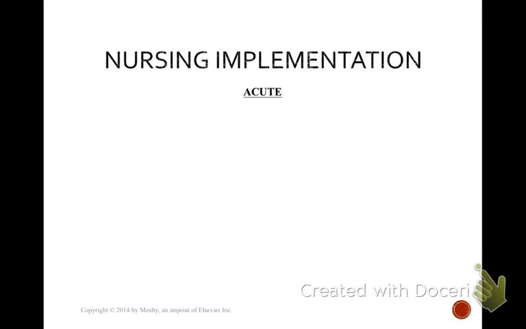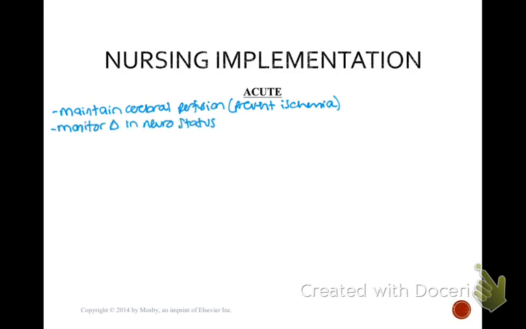All right. So in the acute stages, again, all the things that we've talked about, this should all be review. We're going to maintain perfusion, right? Prevent the ischemia. We're going to monitor any changes. The little triangle is a change. Monitor changes in the neurostatus.